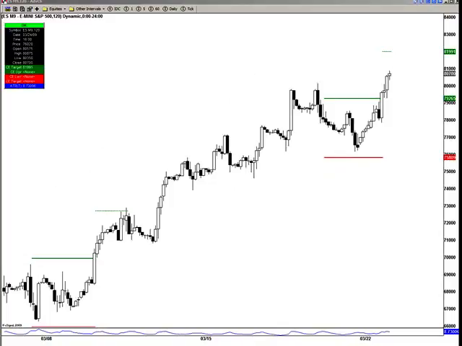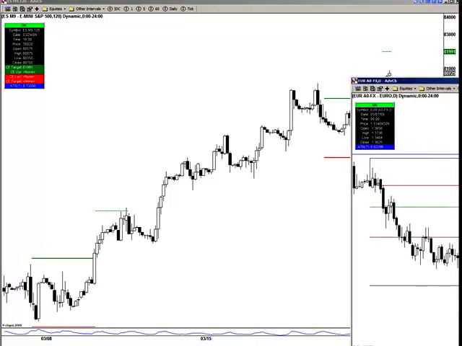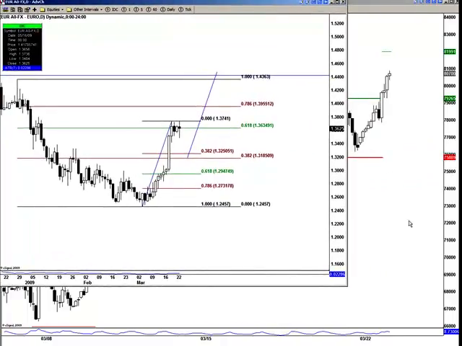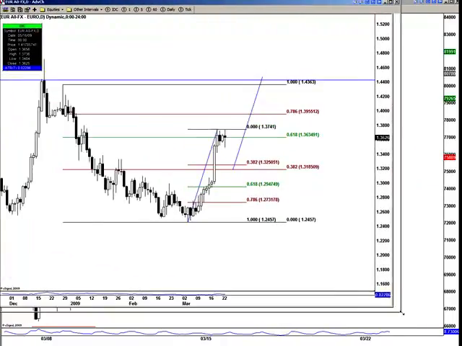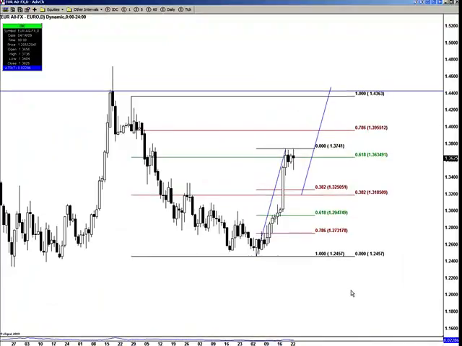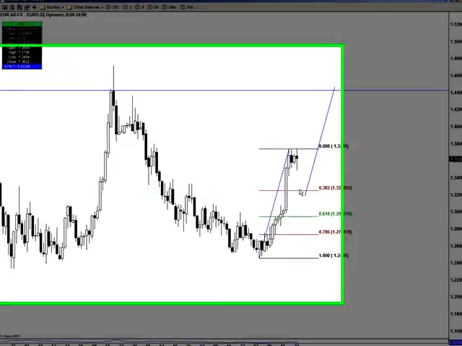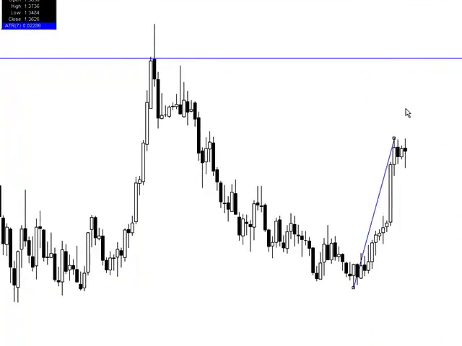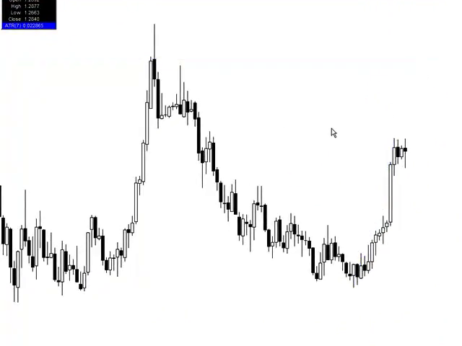What I want to do now, traders, is bring over one of our currencies, the euro currency here. This is from the spot market. This is the euro USD, and I'm going to go ahead and erase all of my lines here so that we can talk through this again.